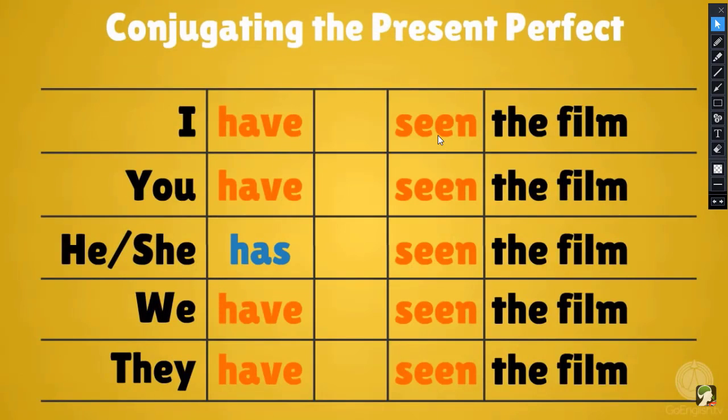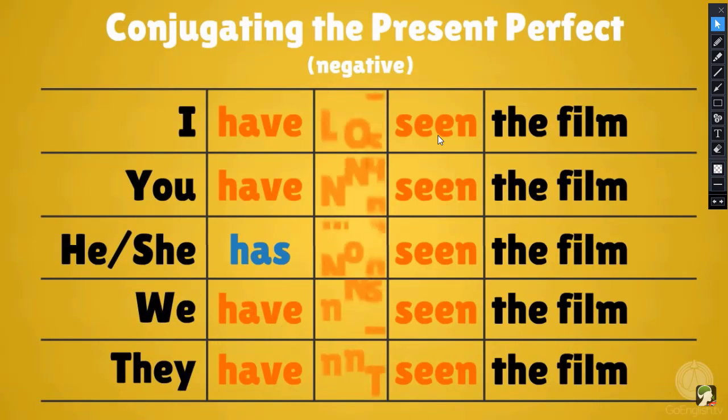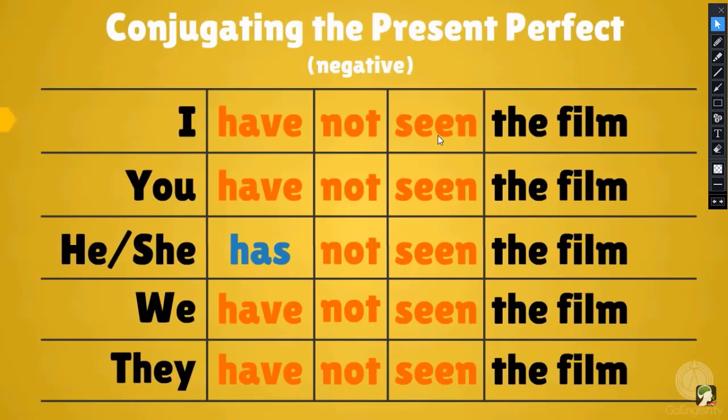But look at this timetable. After have and has we put not. I have not seen the film, you have not seen the film, he and she has not seen the film, we have not seen the film, and they have not seen the film. Don't forget, instead of not, we can put never. I can say I have never seen the film. We put not in the negative sentence.